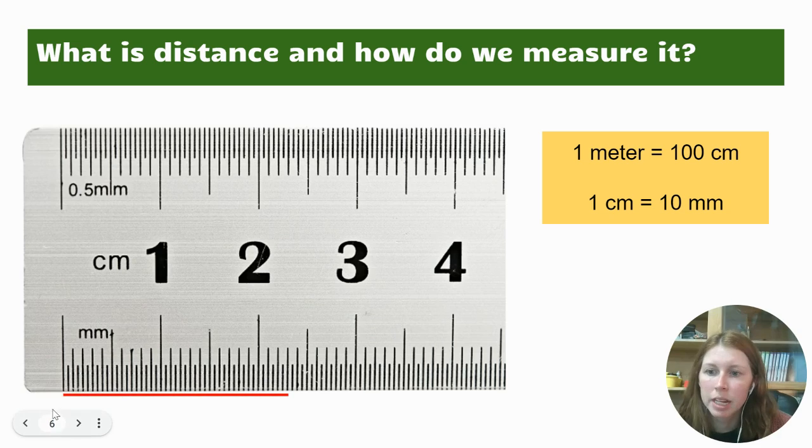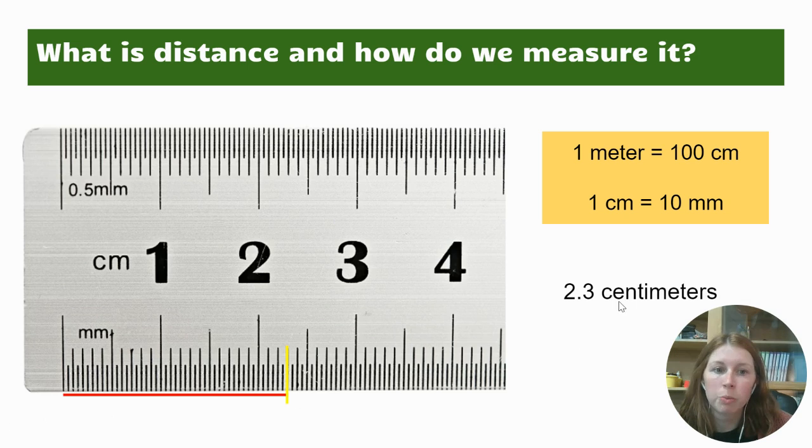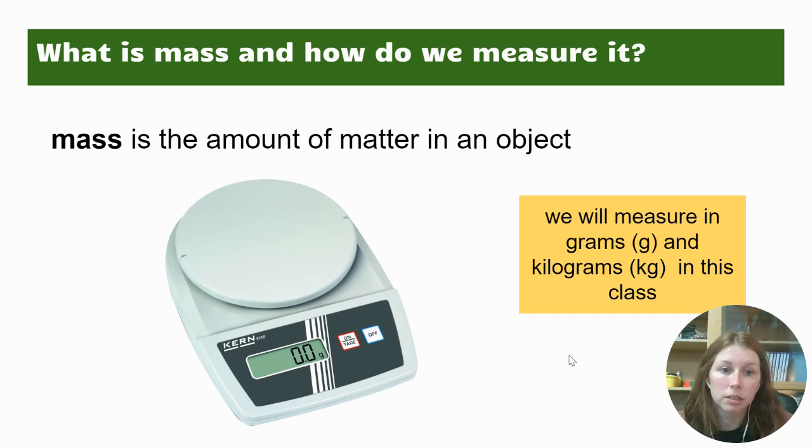So here's an example. This red line, it goes to right here. So what would that be? Think to yourself, you want to pause the video and try to figure out how many centimeters and how many millimeters you are. Go ahead and do that. Okay, I'll tell you the answer. So right here would be 2.3 centimeters. So it is 2, 2.1, 2.2, 2.3 centimeters. It's also 23 millimeters. So this would be 10, 20, 21, 22, 23. So it's 23 millimeters.